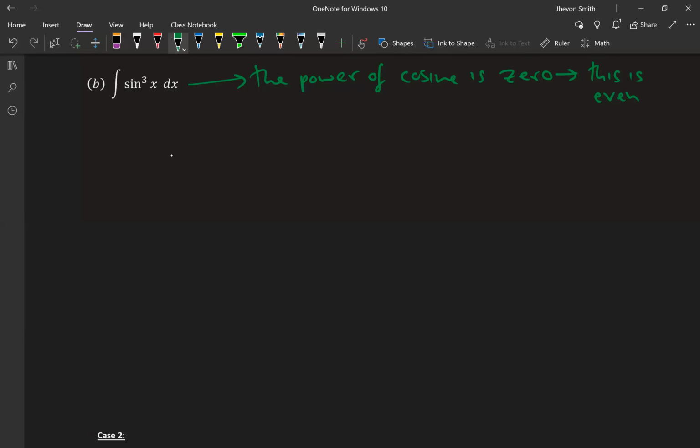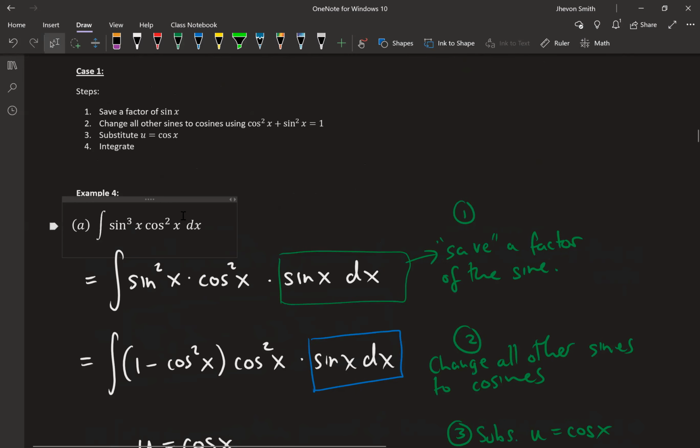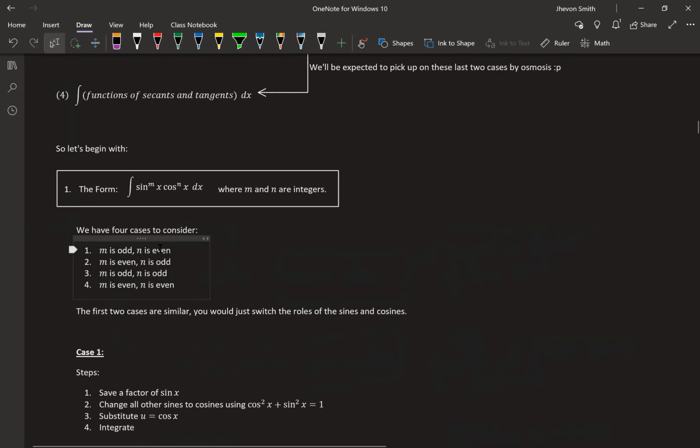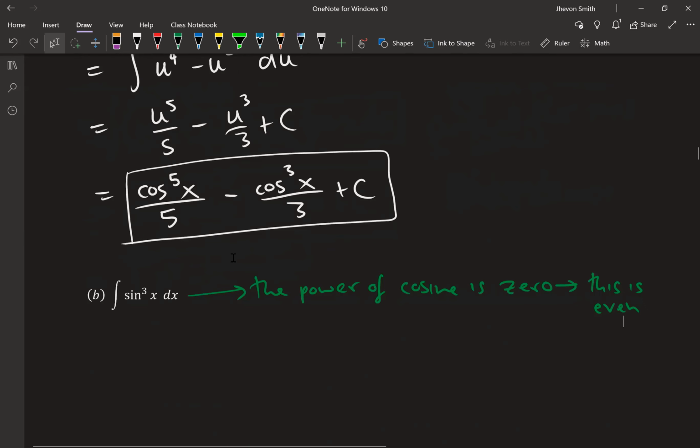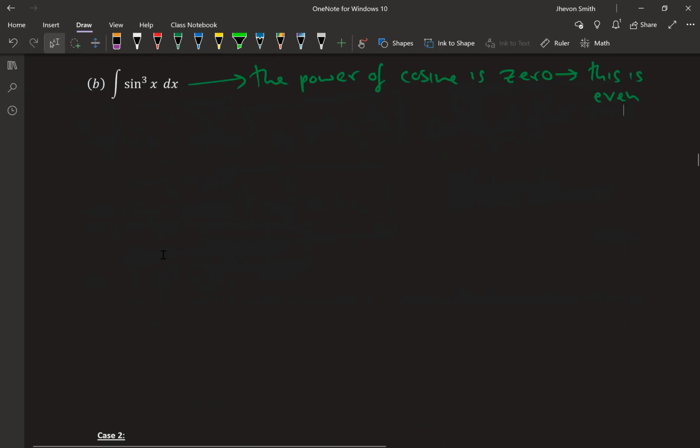So if you're in the case where one of these functions does not appear, you can still think of it in this category, right? So remember, zero is an even number. So even also includes the situation where one of the trig functions doesn't even visibly appear in the integrand. So, all right, this definitely is case one, which means I'm going to save a factor of sine. Then what?